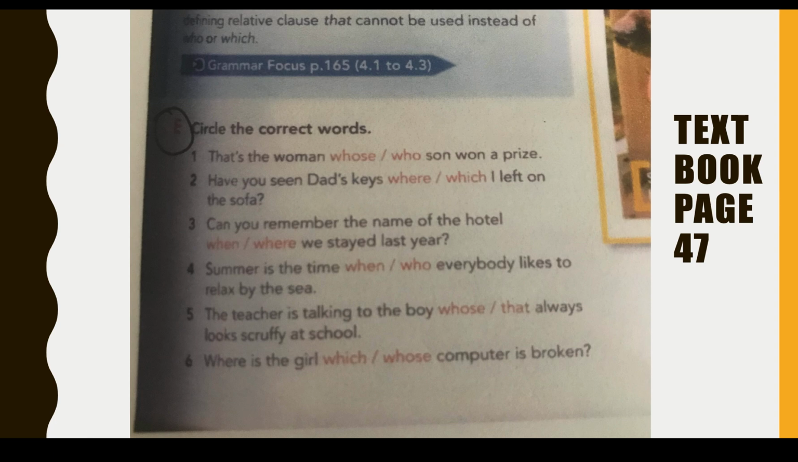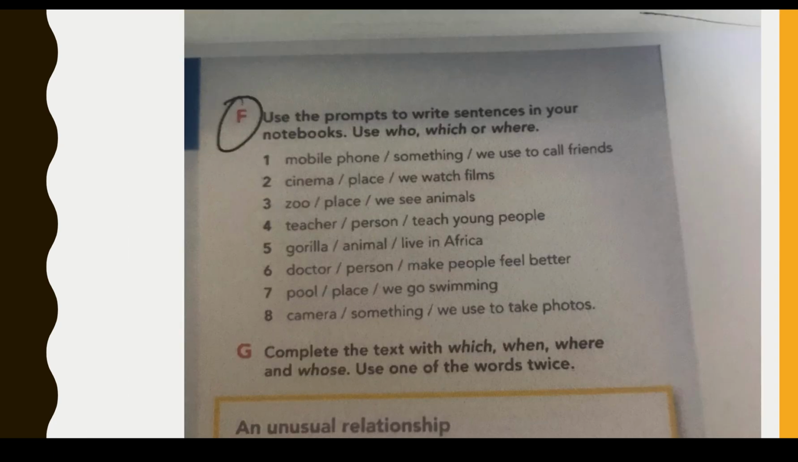That's all. Oh, okay, this one. To do it, you need to put a relative pronoun, which or who, in the sentence. For example, number one, mobile phone. Mobile phone is what? Is an object, right? Is a thing. So if the subject is a thing, we use the relative pronoun which. So the answer is, mobile phone is something which we use to call friends.